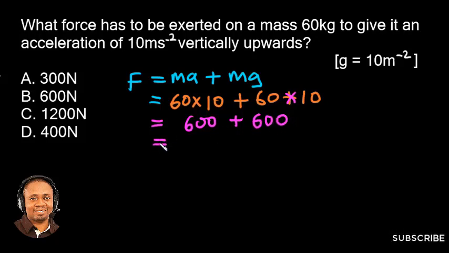So finally we have force equals 1200 Newton. So this is the amount of force that will be exerted on the mass to give it this acceleration vertically upward. So the answer option C is the right answer.